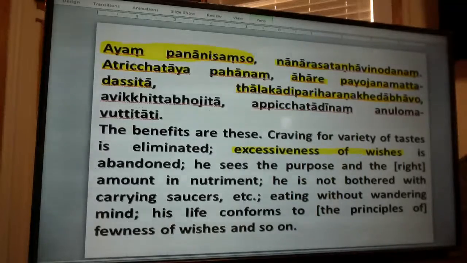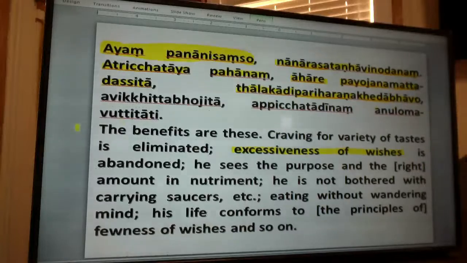Keda is, if a person brings many containers, it makes him tired, isn't it? Because going somewhere bringing many things, so keda means tiredness or bother. So keda abao, abao means no. So he has no tiredness from bringing many containers. Yeah, that's the meaning. Talakadi Pariharana Kedabao. Very long one.